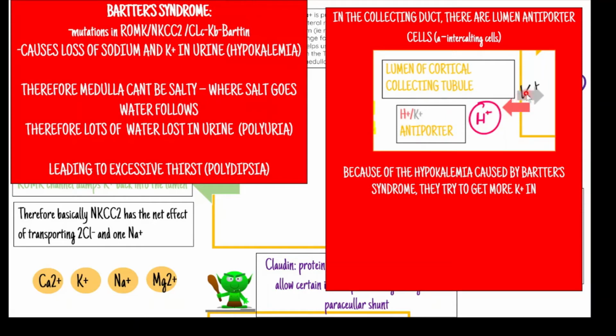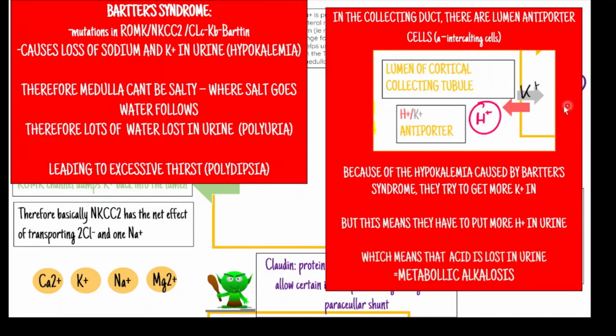and therefore it wants to try and fix this somehow. We're like, okay, we need to get more K+ in. In order to do that, it's going to make use of this cell here, and this will take more K+ in, but the pact with the devil is that it has to pump H+ into the urine instead. So because we're putting H+ in the urine, we're generating HCO3- on the basolateral membrane, and we're getting rid of our acid, which means that acid is lost in urine, which basically causes metabolic alkalosis. So a further complication of Bartter syndrome can be metabolic alkalosis.